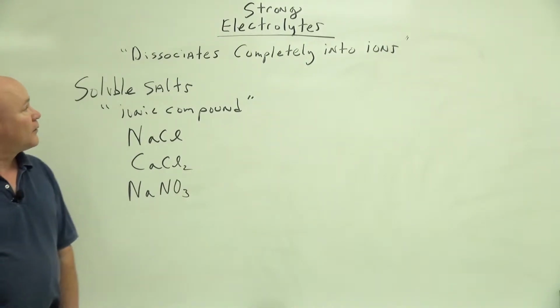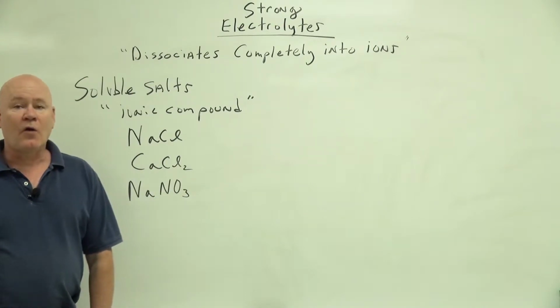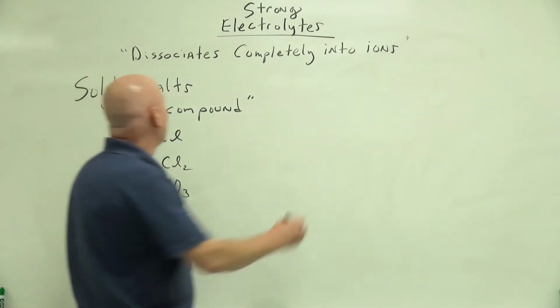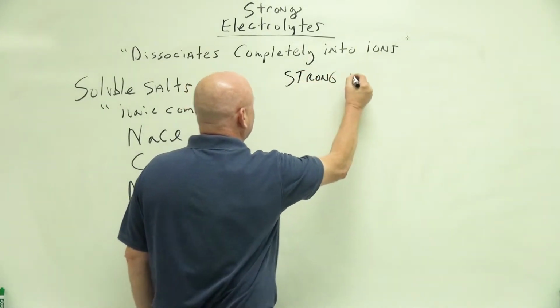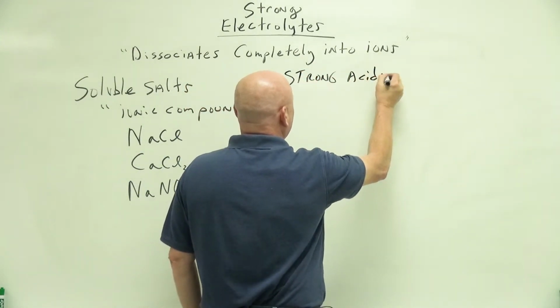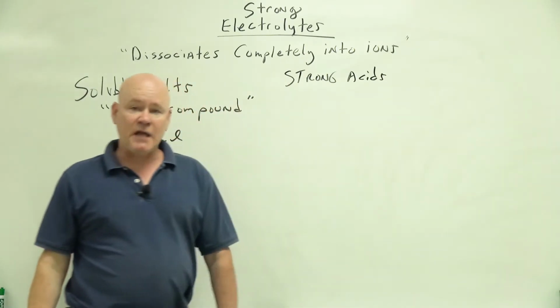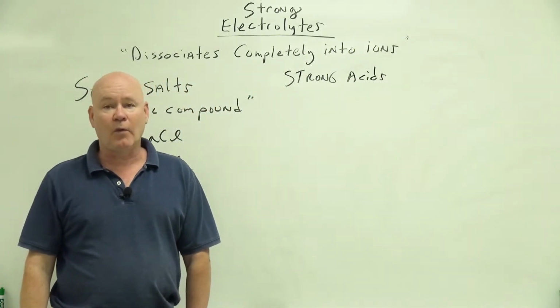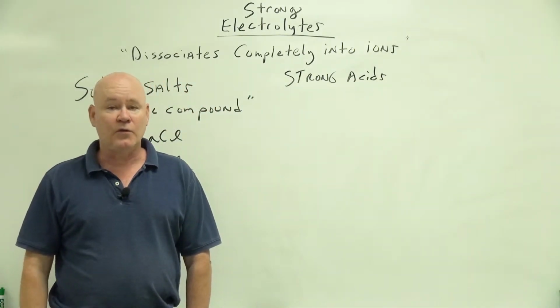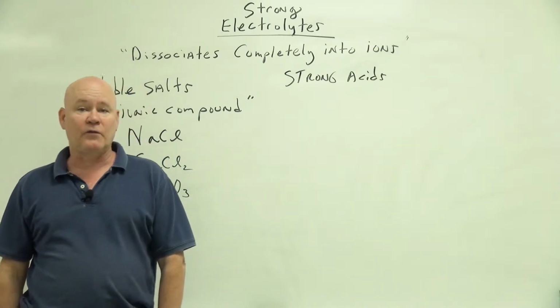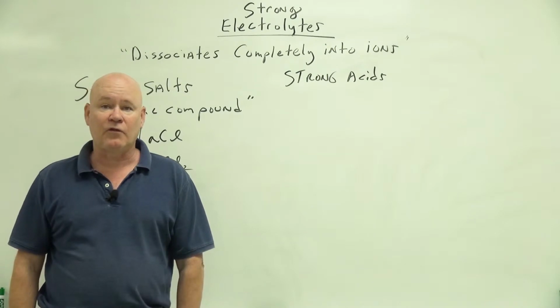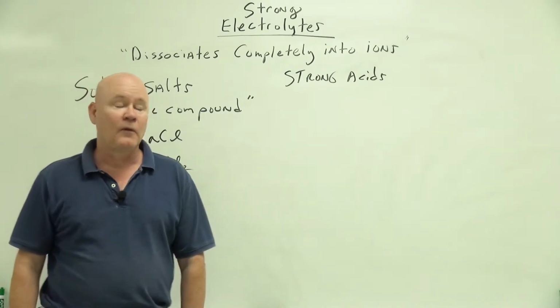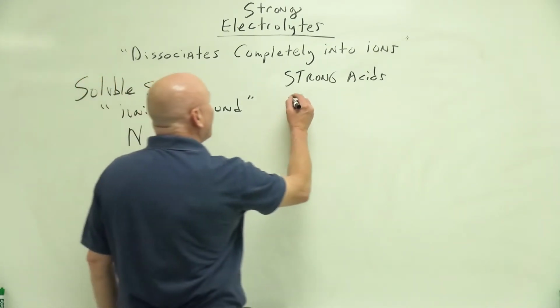Now, the next kind of strong electrolytes are your strong acids. Now, strong acids, there's only 7 strong acids. If you can remember the 7 strong acids, then you have all of them. And a strong acid means that it is a strong electrolyte, which means the acid dissociates completely into ions. And they are these guys right here.